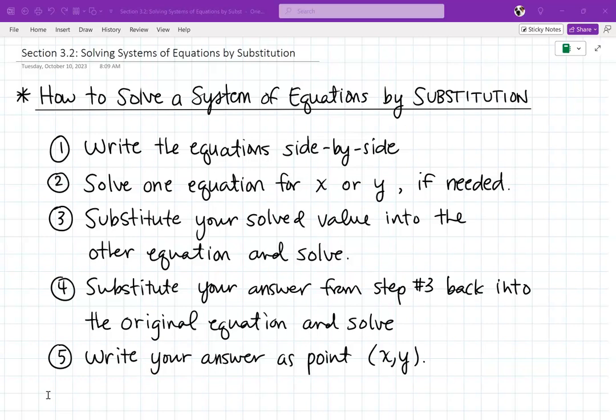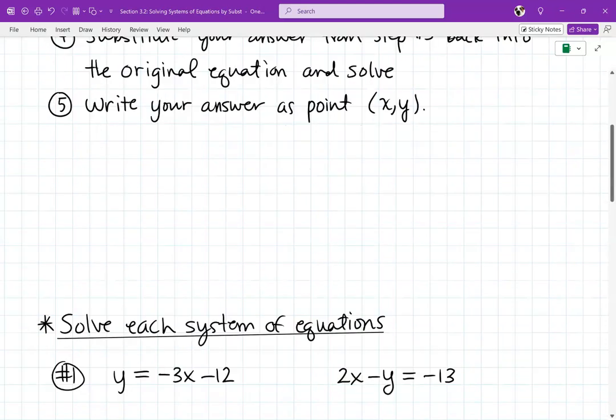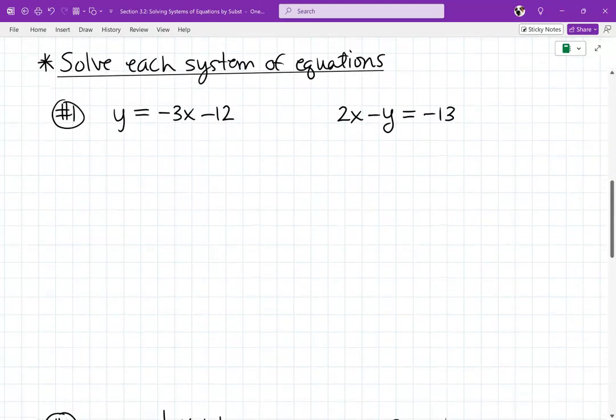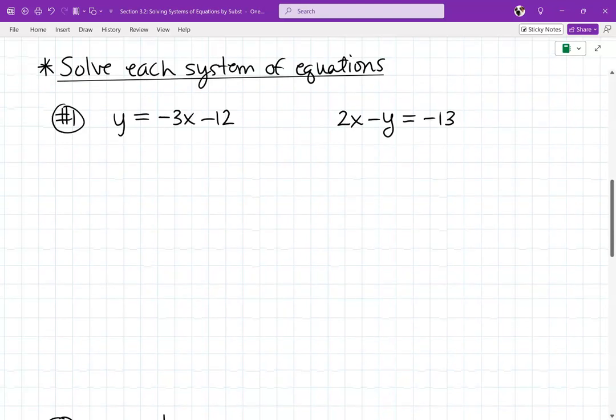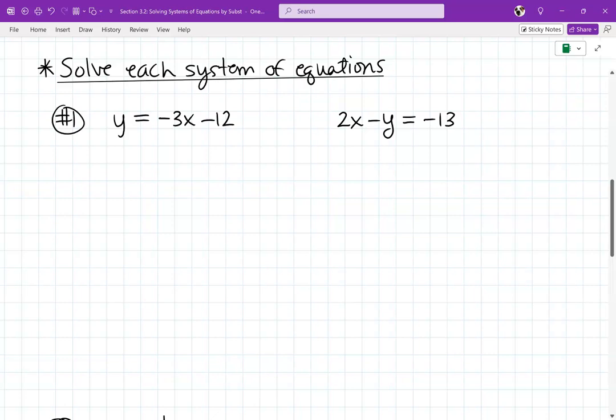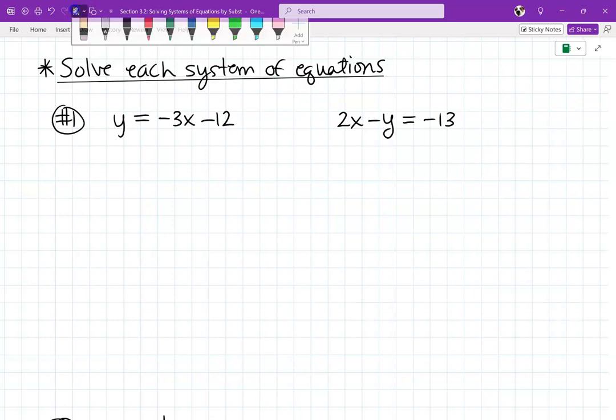So there are 5 steps you're supposed to do. I'll mark them as we go through, just so you can see. So here we go. I think we have 4 examples, just so you know. I'm doing 4 on purpose because some of them are going to be no solution, some will be infinitely many, and I want you to see what it looks like when that happens. And some of them will be actual points. So we're going to solve each system of equations.